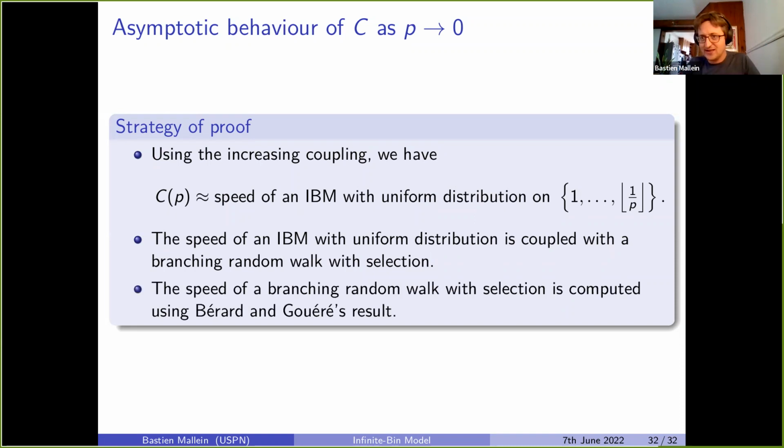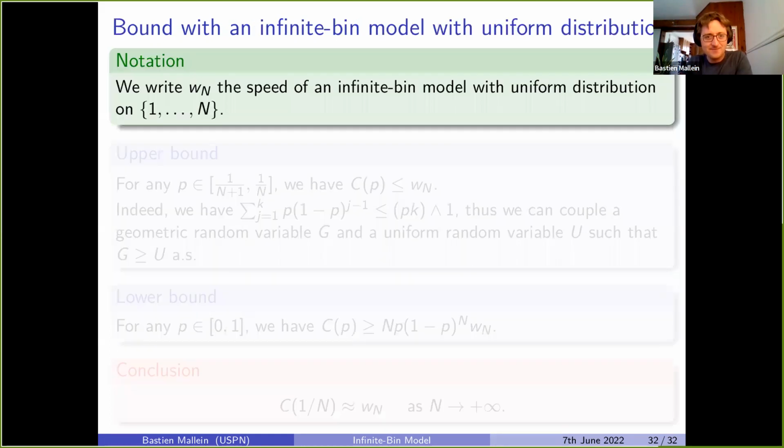And branching random walks with selection were studied quite a lot, notably by Brunet and Derrida, who predicted a lot of orders for the asymptotic behavior of the speed of this system. But Bérard and Gouéré give a very nice estimate of how this speed goes to the critical speed as n goes to infinity.